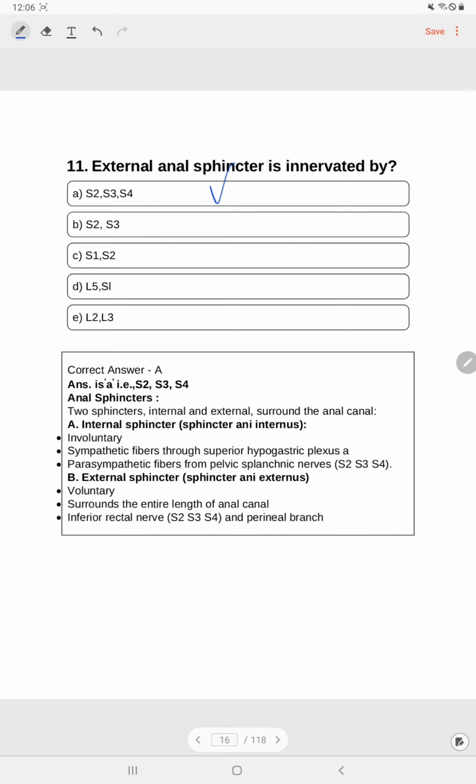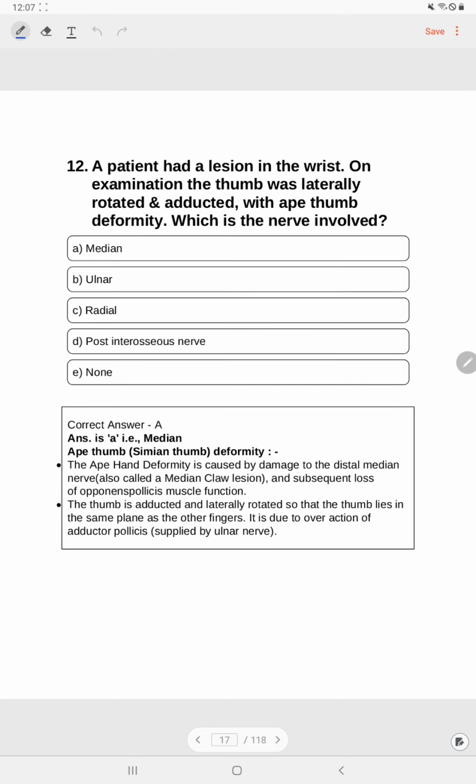Anal sphincter. Two sphincters, internal and external, surrounding the anal canal. Internal sphincter, sphincter ani internus, is involuntary, with sympathetic fibers through superior hypogastric plexus and parasympathetic fibers from pelvic splanchnic nerve S2, S3, S4. External sphincter, sphincter ani externus, is voluntary, surrounding the entire length of the anal canal. Inferior rectal nerve S2, S3, S4 and perineal branches.